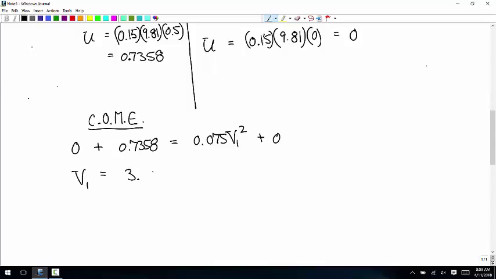Something around that, right? Okay. And then it asks for a velocity vector, so then you'd have to choose a coordinate system and find a vector with that magnitude in that coordinate system.